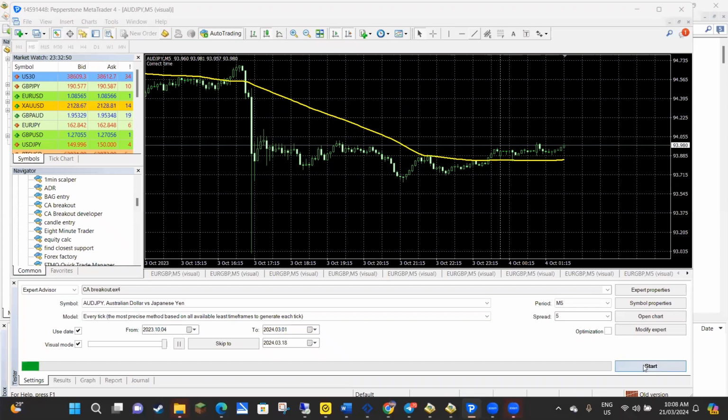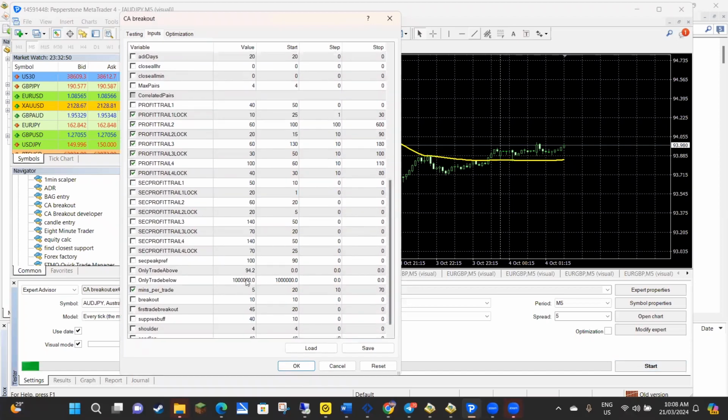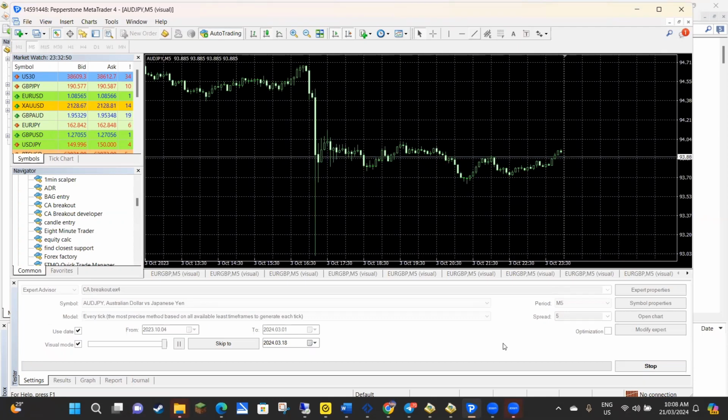Okay, guys, I think I fixed my issue now. Let's just go through that last little bit of back testing again. And we're just testing out the only trade above and below features. So now we're only going to want it to trade if it goes above 94.1. So when we start the back testing, it shouldn't take out any trades at all until the market gets above 94.1, and then it will trade. It will trade straight away then because we've overridden the trends and the breakout requirement.